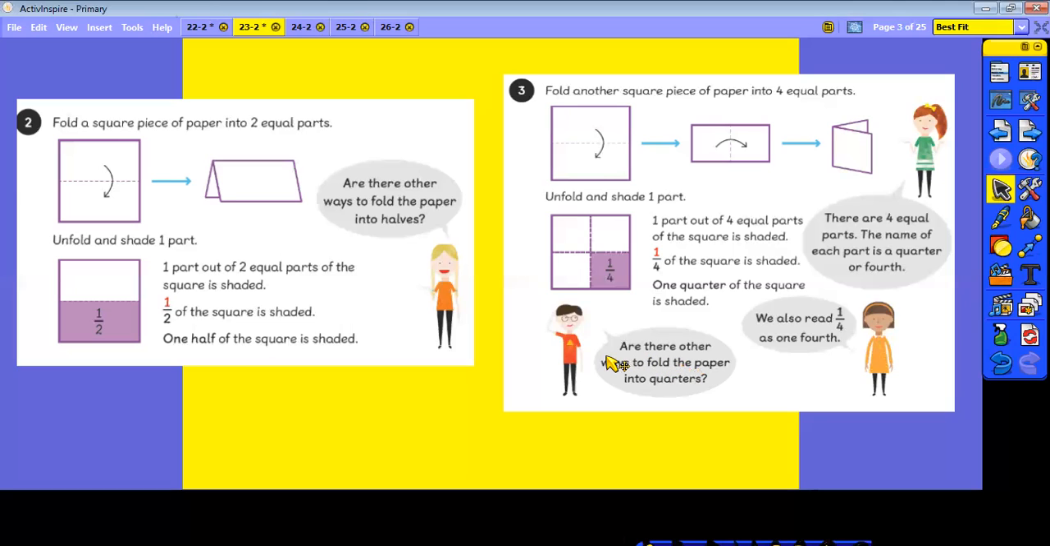And of course, Charles is making you think about this question. Are there other ways to fold the paper into quarters? And of course, remembering yesterday's lesson, there are several more ways you could have folded it, but it was 4 equal parts. Each one of them would be 1/4. 1 equal part. 1 part out of 4 equal parts is 1/4. And sometimes in Maths No Problem, known as a fourth.